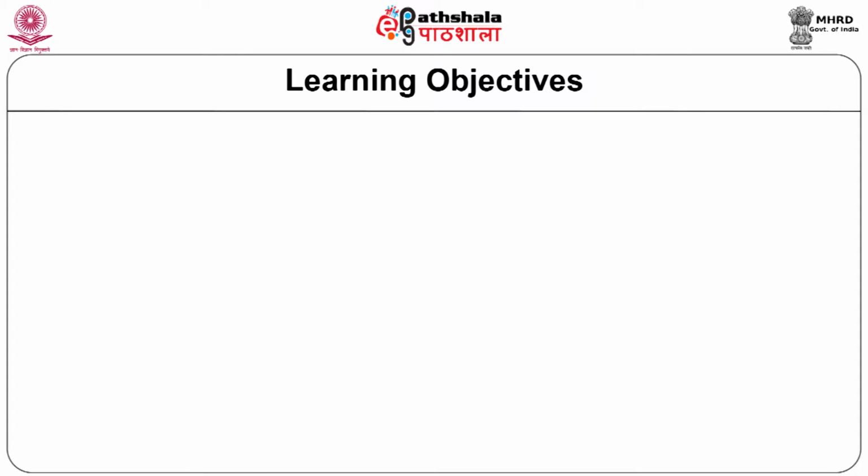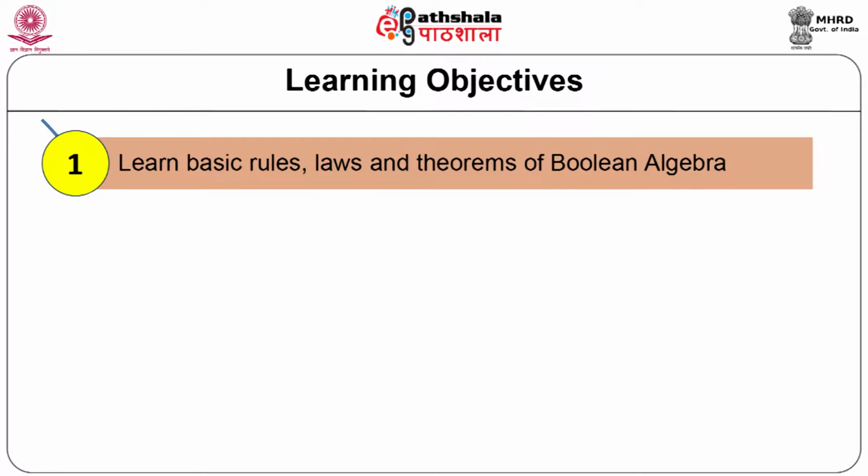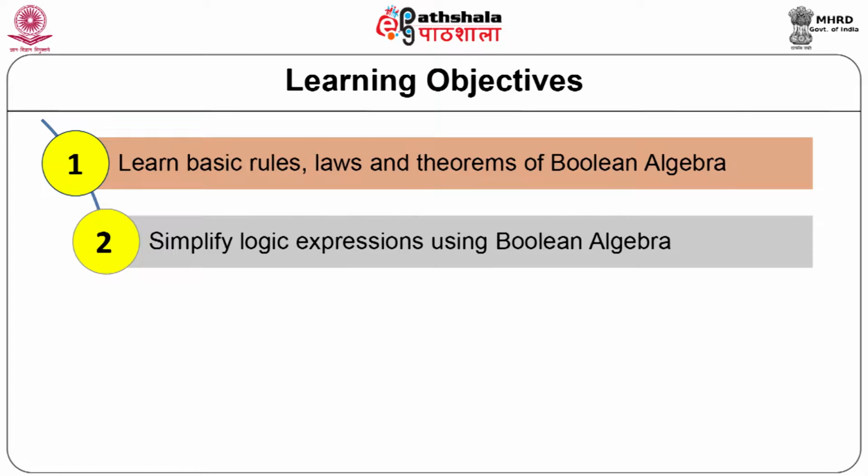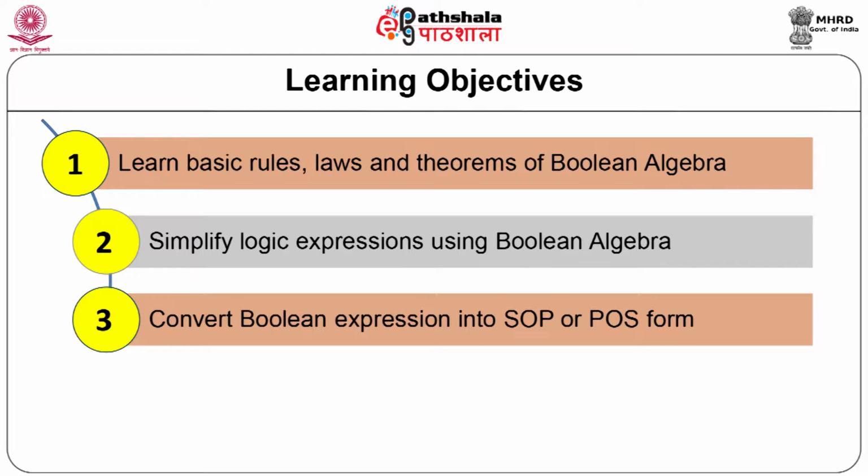Let us now look at the learning objectives of this module. The basic rules, laws and theorems of Boolean algebra are already included in part 1. In addition, we have also studied how to simplify logic expressions using Boolean algebra. In addition to that, we have discussed what is sum of product and product of sum form. In addition to that, it is necessary to understand the min terms and max terms.